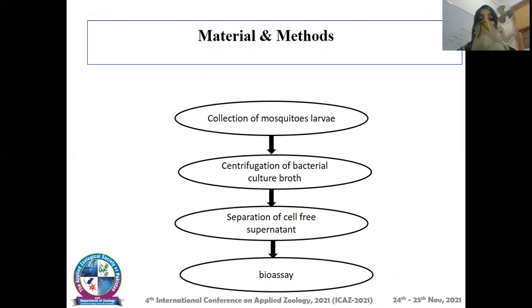As I told you earlier, the most important objective of my research was to evaluate the mosquitocidal activity. So for that, I had to collect the mosquito larvae from crops. So I collected mosquito larvae. After that, I centrifuged the bacterial broth of the strains which I had isolated earlier for the separation of supernatant and cell pellets for bioassay.